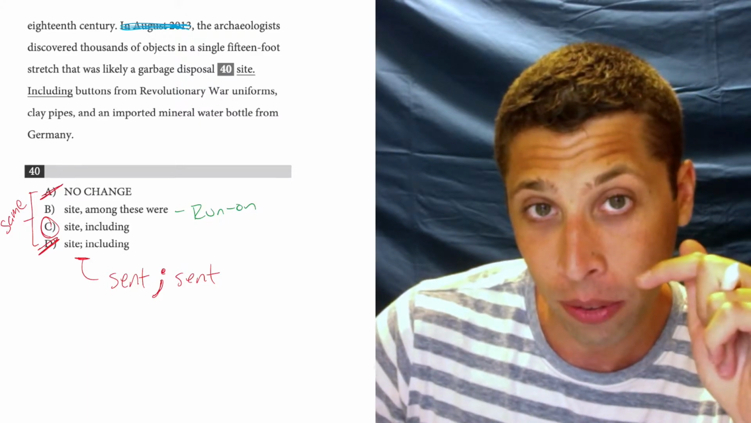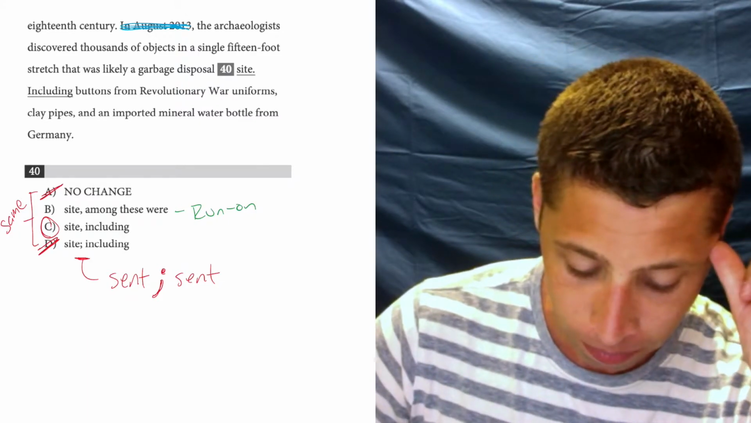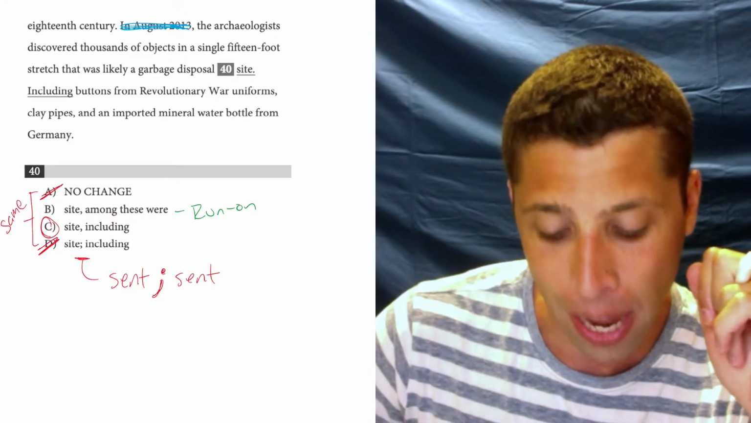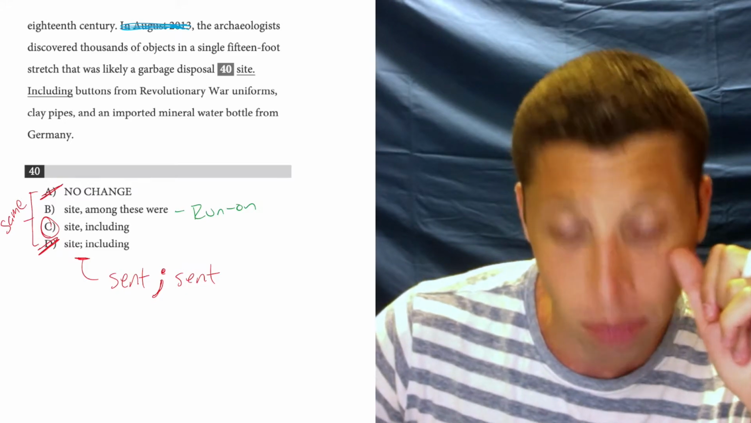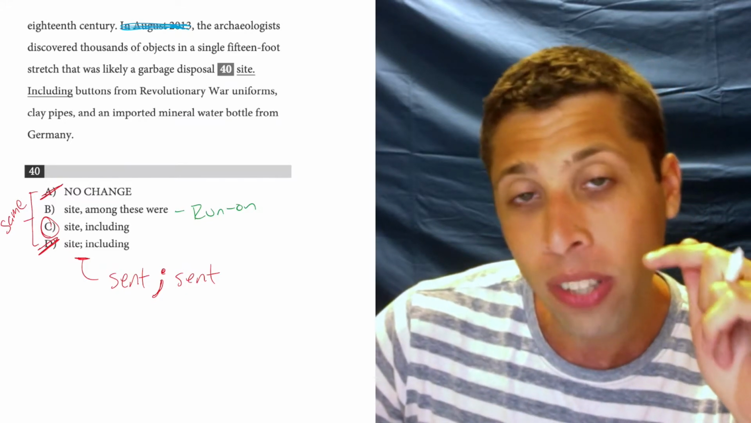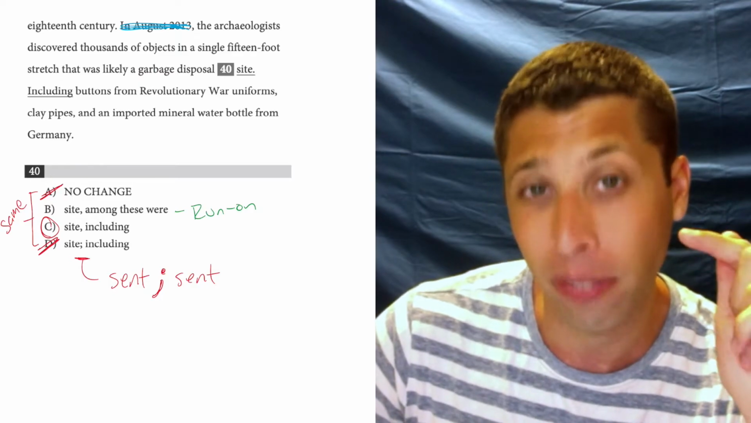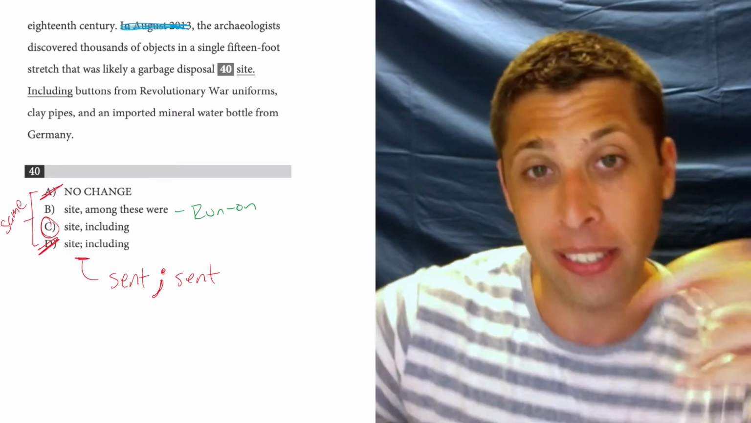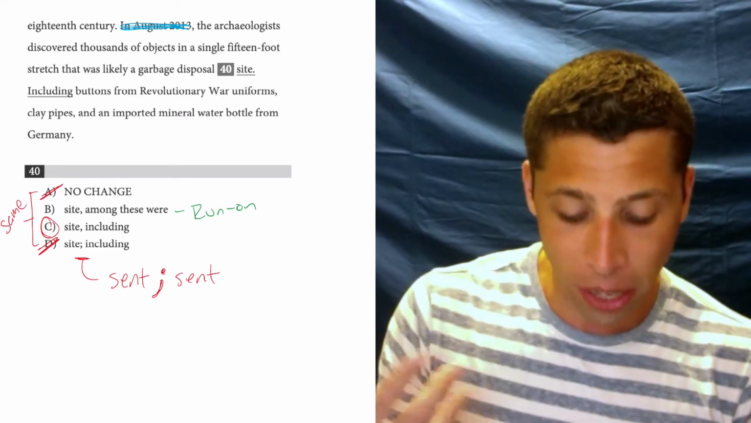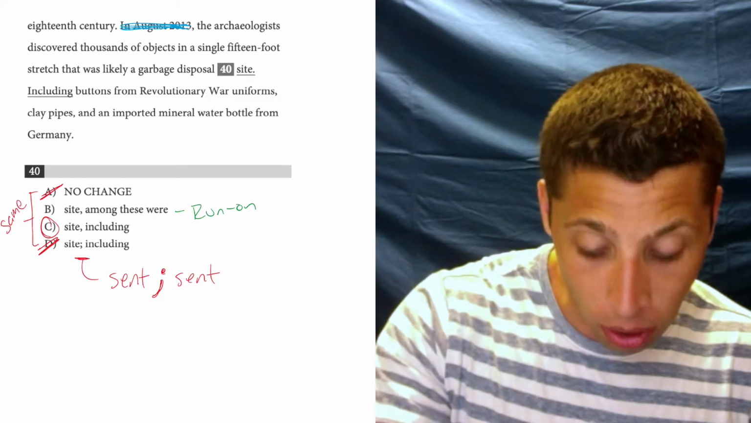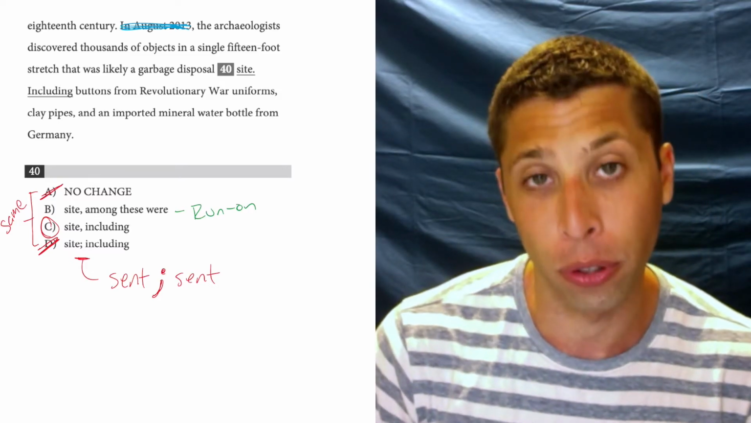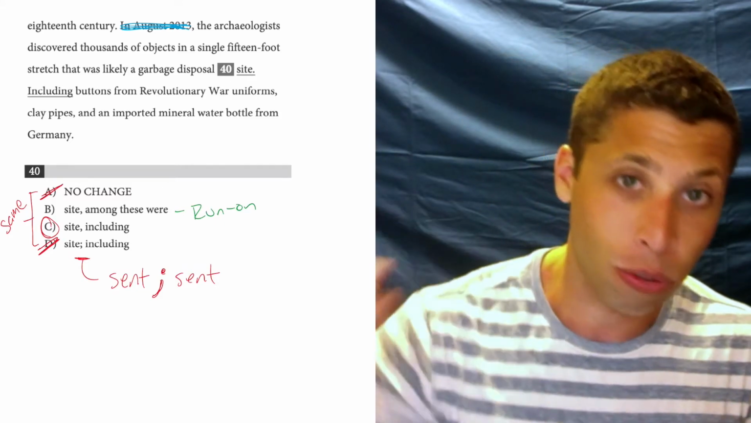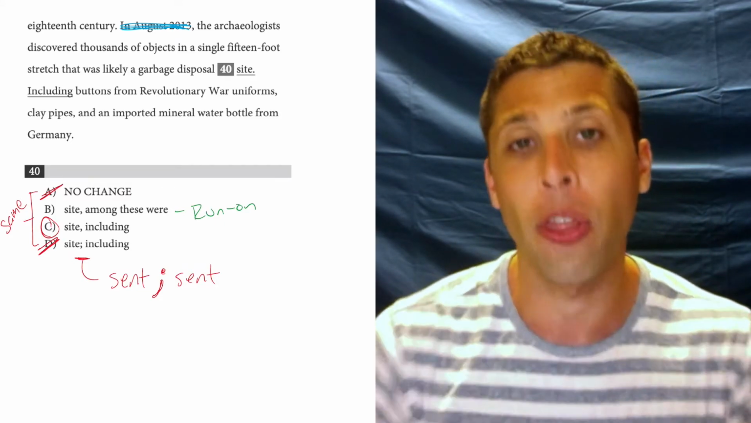Now let's read the second part after the comma. Among these were buttons from Revolutionary War uniforms, clay pipes, and an imported mineral water bottle from Germany. Notice how that also sounded kind of like a complete thought, right? It had a subject and a verb. It did something, right? The verb is kind of weak. Among these were buttons from Revolutionary War uniforms, etc. But it's still a verb. Whereas C just kind of goes right into the list without starting the thought over.